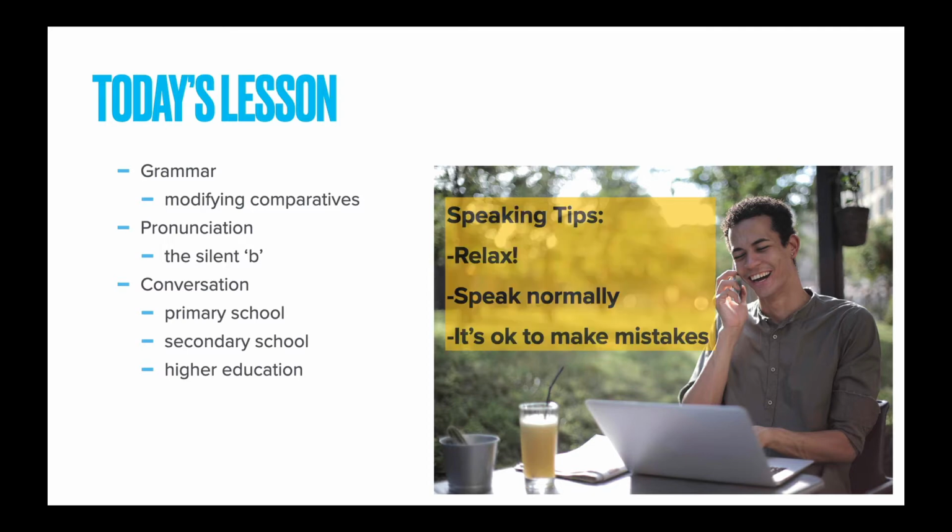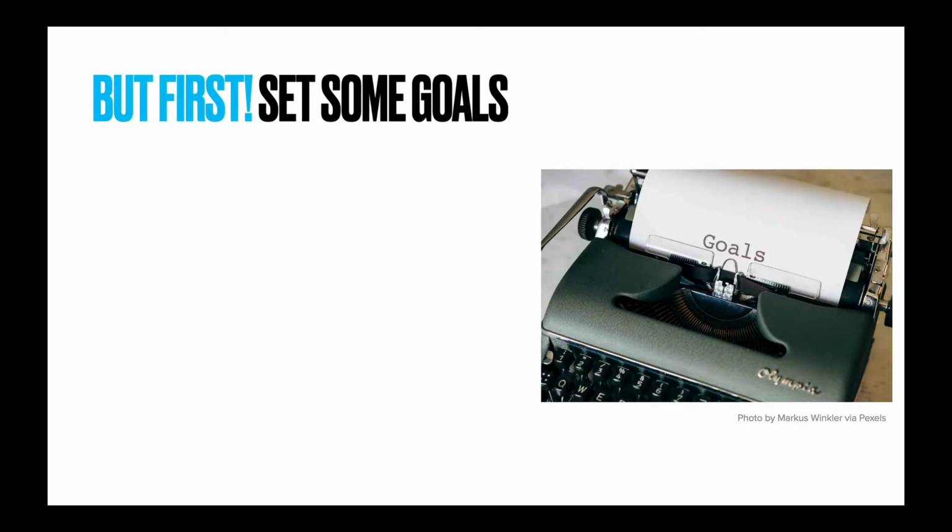Remember to relax. When you're feeling relaxed, you'll speak better and more fluently. Secondly, try and speak normally. Use your normal tone of voice and talk as loudly or softly as you would normally. And thirdly, remember that it's okay to make mistakes. We all make mistakes when we talk, and we're just trying to do a little bit better than we did the last time.